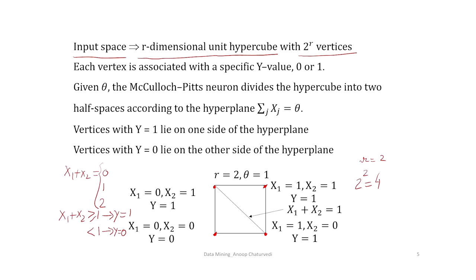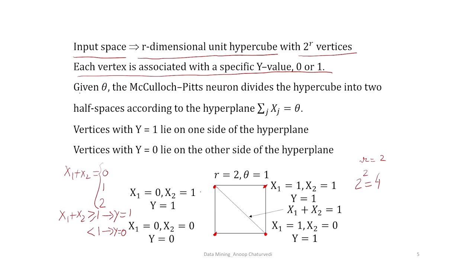Then this line, x1 plus x2 equal to 1, divides the plane into two parts, or the hypercube into two parts. Say one side corresponds to y equal to 1 and the other side corresponds to y equal to 0. So, each vertex is associated with a specific y value, 0 or 1, like in this example.